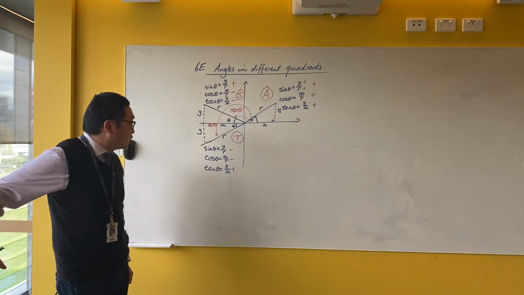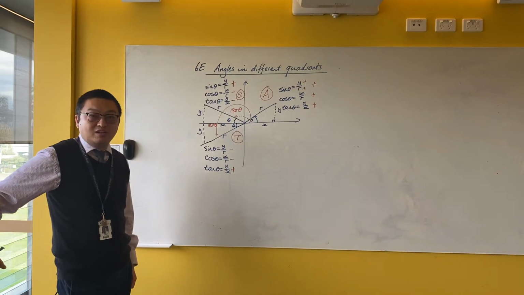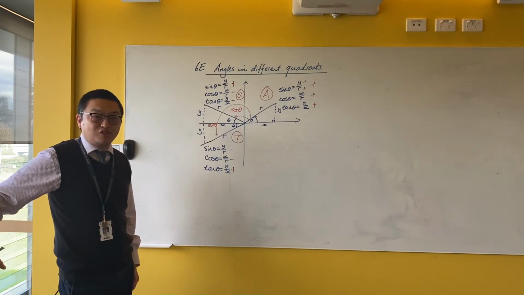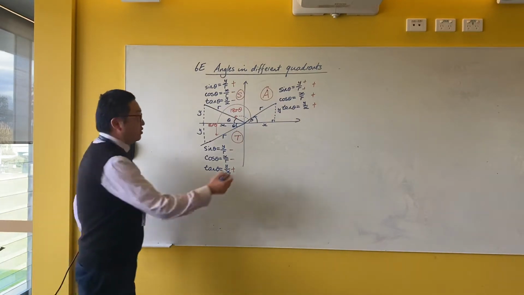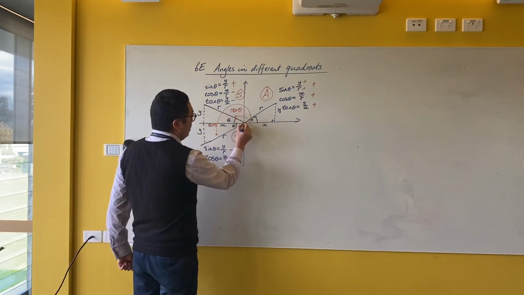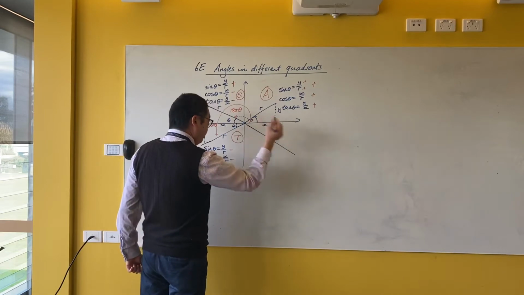ASTC, fantastic. That's where it came from. Okay, we haven't fully finished yet. Now we're going to see where the C comes from. We'll keep rotating, right? Keep rotating to the fourth quadrant now.